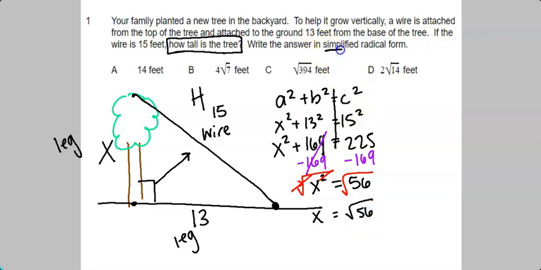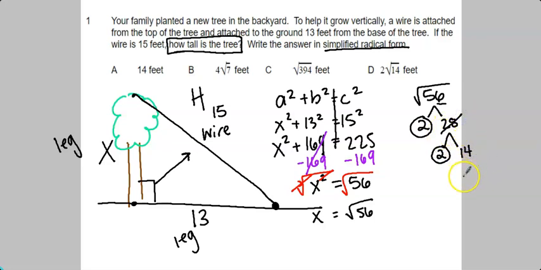Now, right here, we need to simplify this radical, and it needs to be left as a radical. So that means we need to take the square root of 56 and break this down. Now 56 is an even number, so we know we can divide by 2, so it's going to be 28. I'm going to circle 2 because it's prime. We can break down 28. Again, we can divide by 2, and that would be 14. Again, we can divide by 2, and that's going to be 2 and 7.